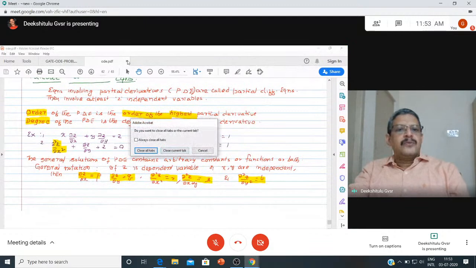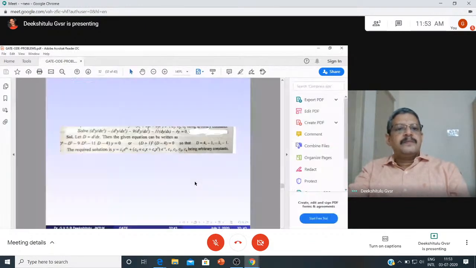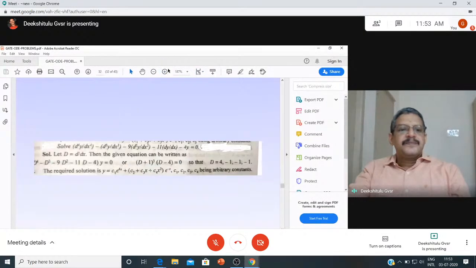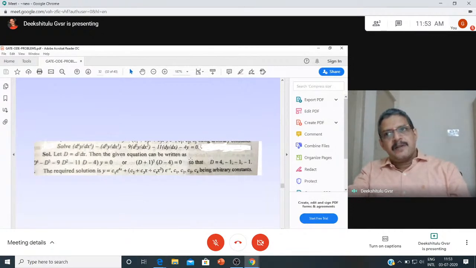Before going to the next topic, we will discuss some more problems, somewhat for practice problems. So here consider d power 4 y by dx power 4 minus d cube y by dx cube minus 9 d square y by dx square minus 11 dy by dx minus 4y is equal to 0. What is a complementary function? Because you have only complementary function, you don't have particular integral for this problem.